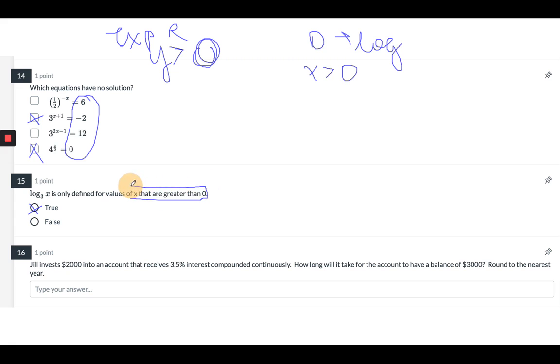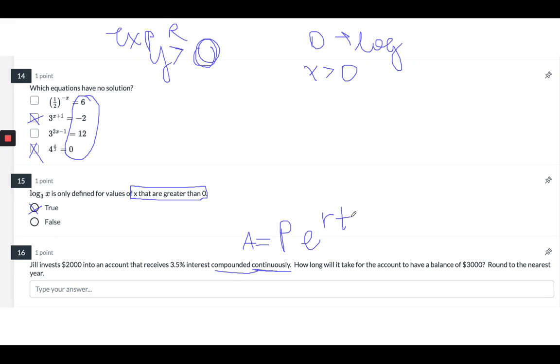So there is a domain restriction, something we haven't had for a while. All right, number 16 is a word problem. Jill invests $2,000 into an account that receives 3.5% interest compounded continuously. So as soon as I see compounded continuously, here's our equation that we're going to use that you were hoping was not coming back. We're just going to do a couple real quick things with it yesterday and today.